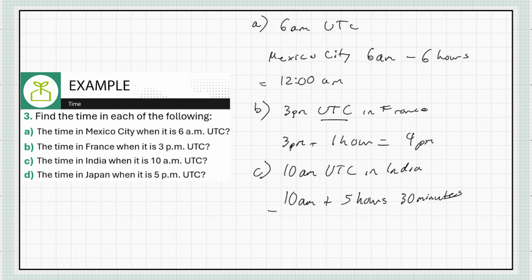Okay, so what's that going to be? So at 10 a.m. and then we add on the 5 hours. So add on 2 hours, it'll be 12. Add on 3 hours, it'll be 3 o'clock. So it'll be 3:30 p.m.